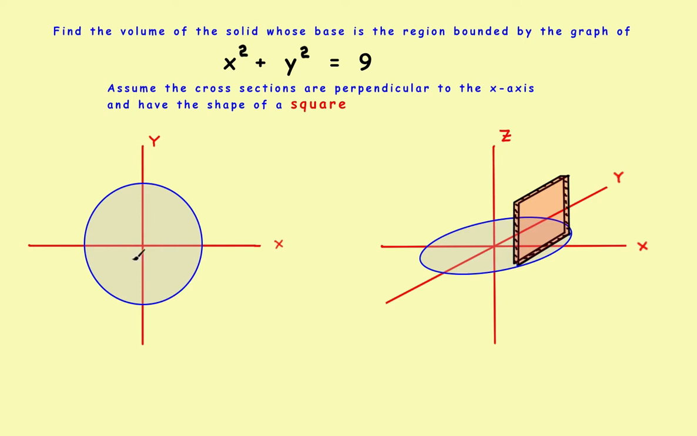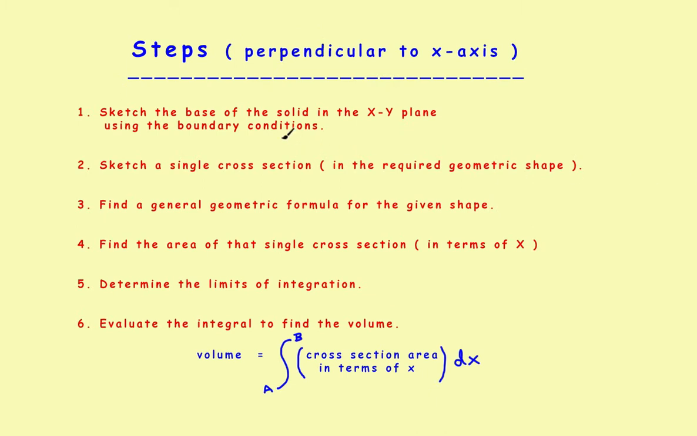So this is the base of your solid object, just like it is over here. But again, this one I think will be a little bit easier to work with on your page. So you've got the base of the solid sketched in, and that is step 1. So we'll go back to our steps again. So we sketched the base of the solid.